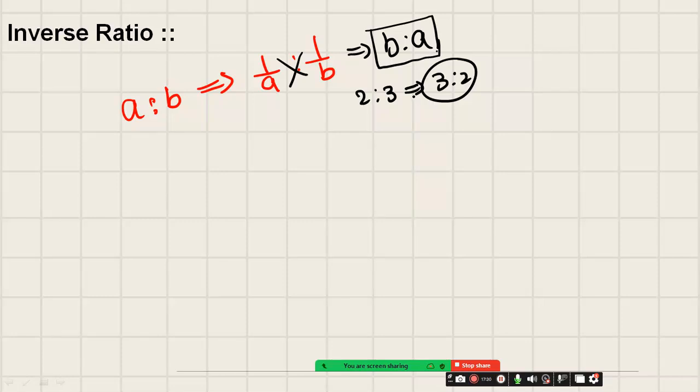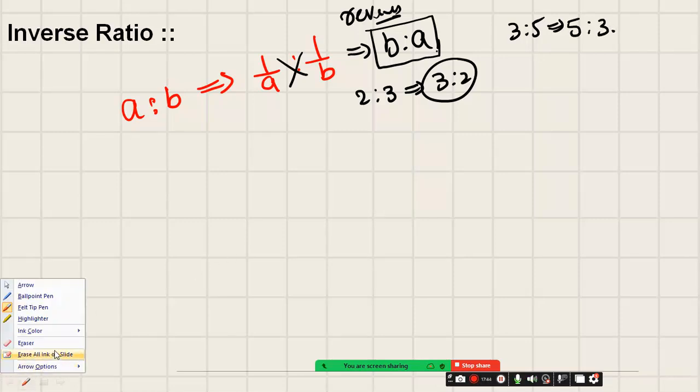Only 2 quantities are given. Just remember reverse. For example, 3 is to 5. What is the inverse ratio, guys? 5 is to 3. 5 is to 3, guys. Only 2 quantities are given. Just remember reverse.